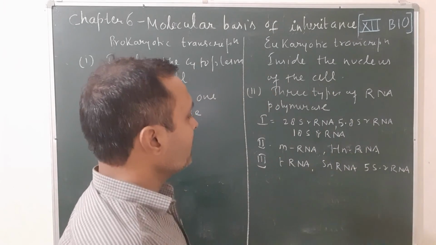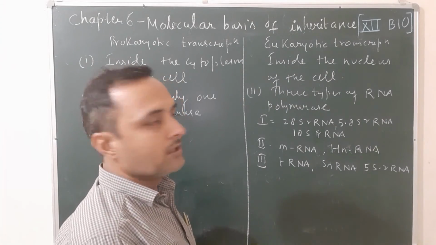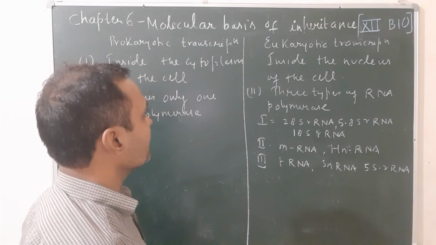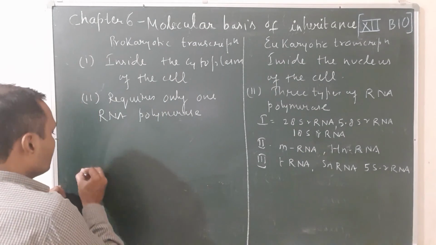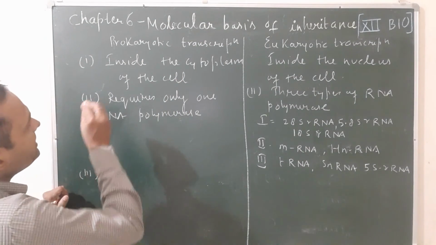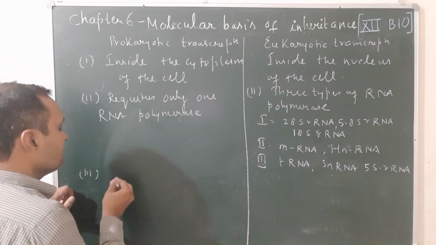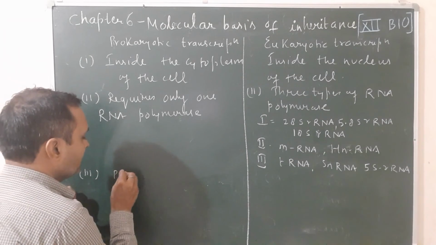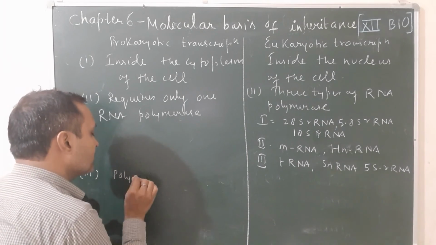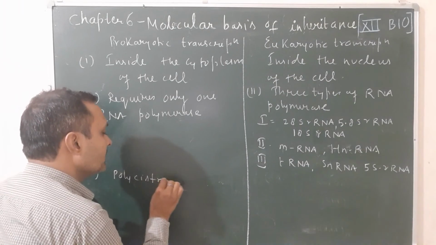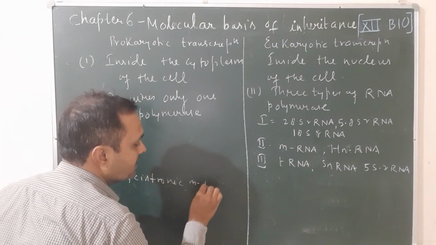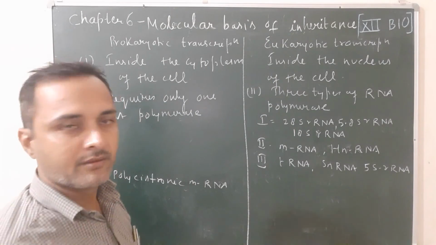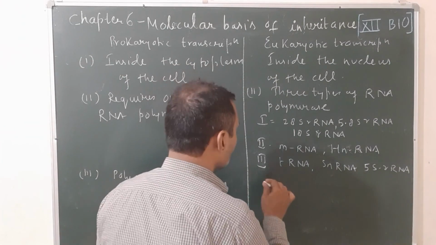So this is all about transcription in eukaryotes and the difference between prokaryotic and eukaryotic transcription. Some more differences. The third one: in case of prokaryotes, the mRNA is polycistronic. Polycistronic mRNA means a number of structural genes are present to synthesize the protein. But in case of eukaryotes, they have monocistronic mRNA.